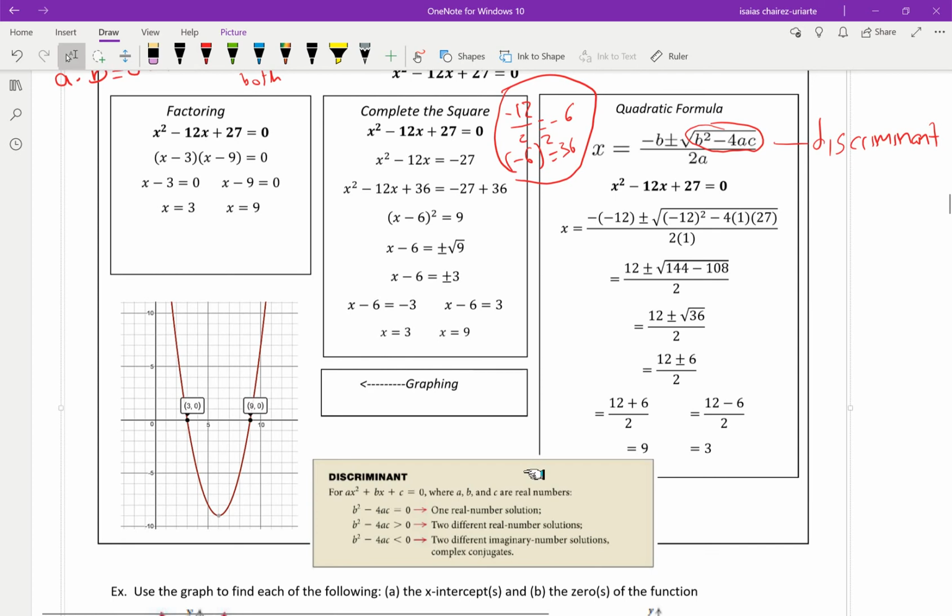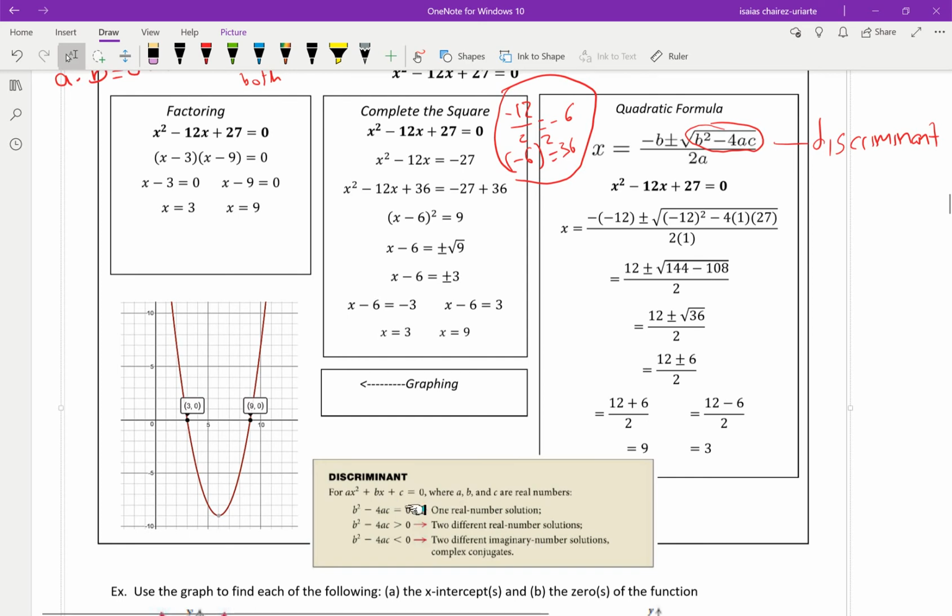So down here they tell us a little bit about the discriminant. If my discriminant happens to be exactly equal to 0, then my quadratic equation has only one solution. If my discriminant is positive, then I'm going to have two real number solutions. And if my discriminant happens to be negative, then I'm going to have complex number solutions, and they're going to be complex conjugates.